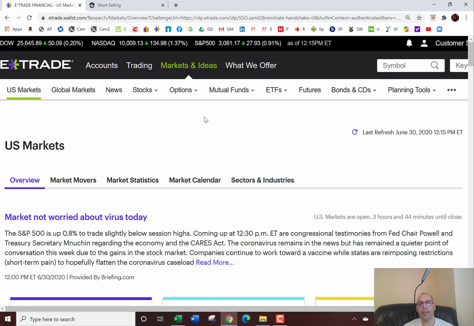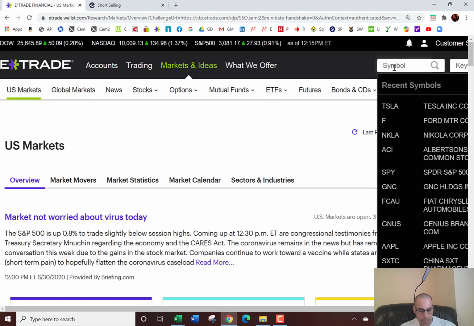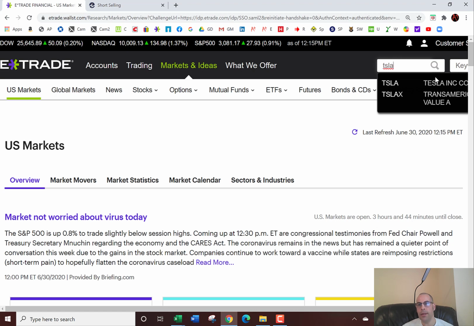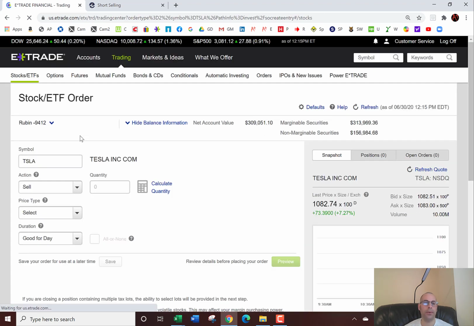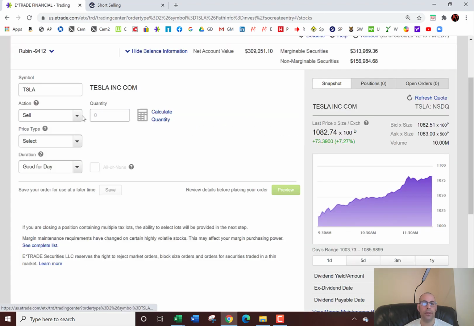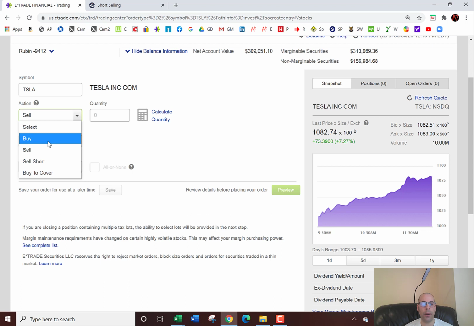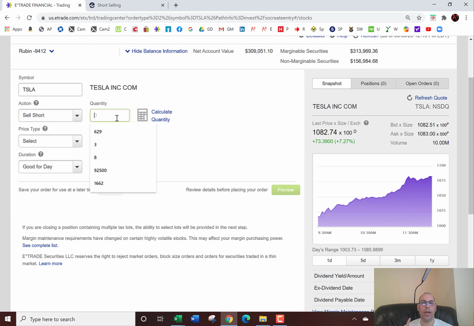So I'm going to short Tesla, so I'll just go up here and type Tesla's stock symbol and then select it, and then I can just hit the sell button. This is the same screen as when I want to buy a stock. So I could go to this drop down and it has buy or sell, but it also has these two other options. And these might not be on your E-Trade unless you got approval. And I'm going to sell short. I'm just going to sell short one share of Tesla, just to show you how it works.